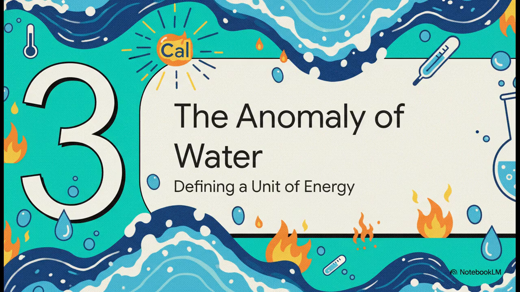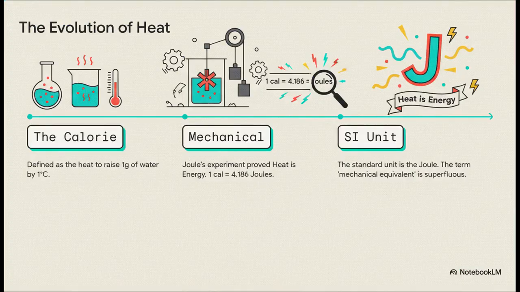Water is just special. And its relationship with heat is so fundamental that it was actually used to define the very units of energy we use today. This whole story basically plays out in 3 acts. First, the original unit of heat, the calorie, was defined entirely by water. It was the amount of heat needed to raise 1 gram of water by 1 degree Celsius.